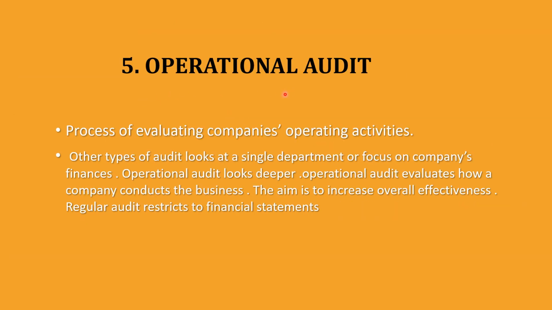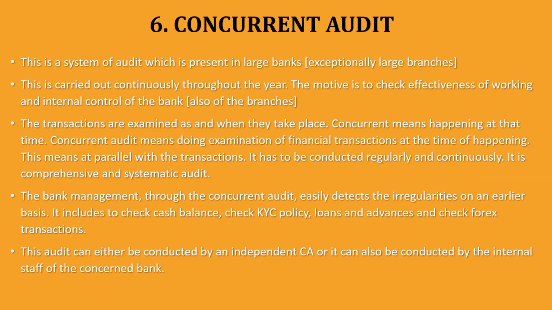As the name suggests, here, what is being evaluated is the company's operations. We will be checking the operating activities of the company. Other types of audit, they look at one department or they look at the company's finances, that's it. But operational audit is a wider term. It evaluates how a company conducts the business. The aim is to increase the overall effectiveness. Regular audit restricts to the financial statements. But this audit is concerned with the operations of the company.